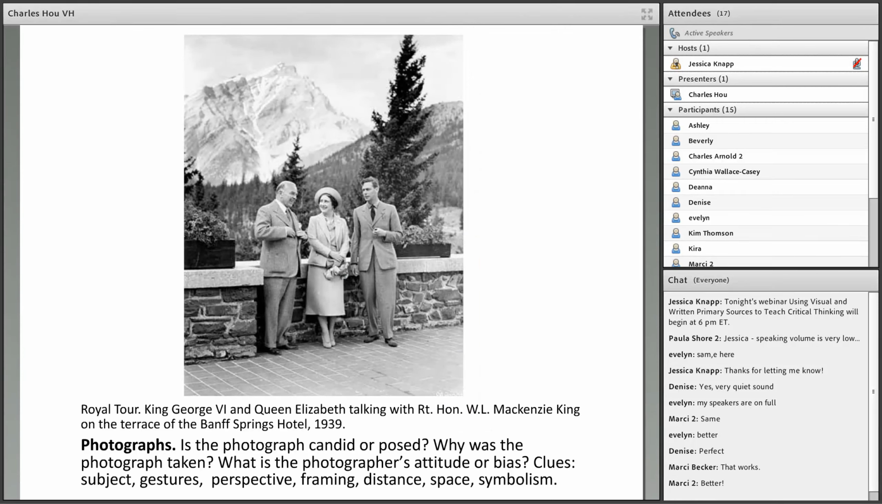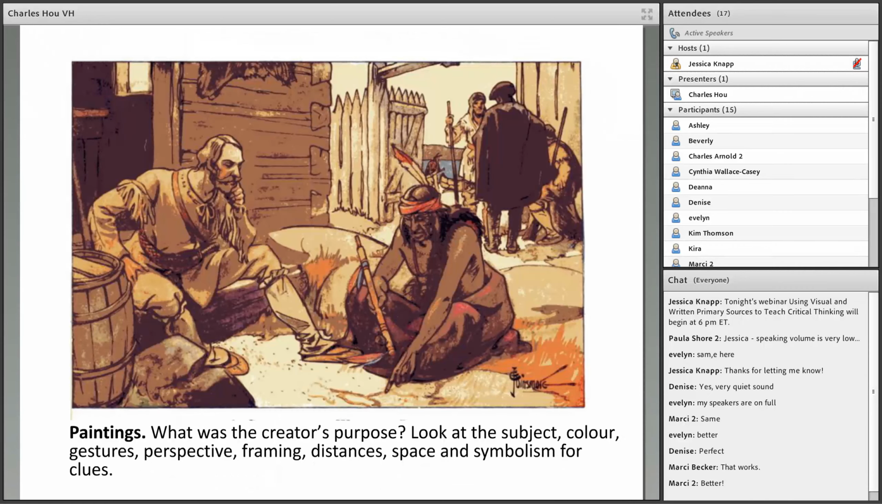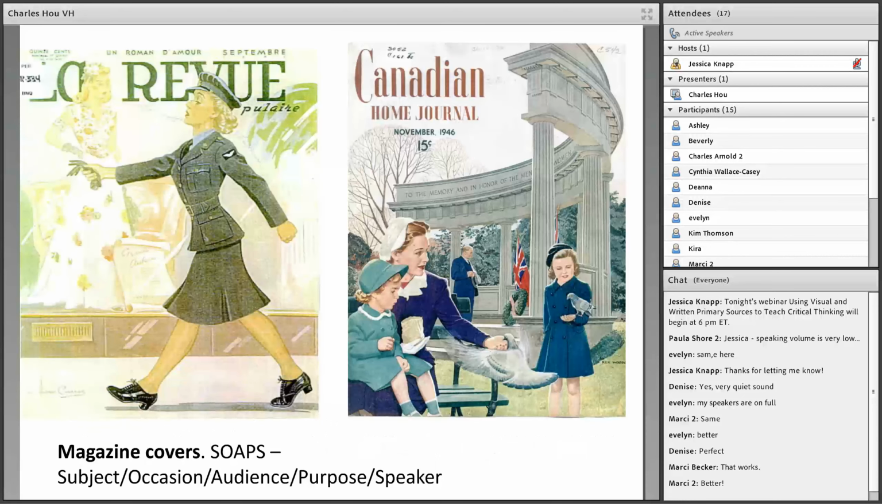Is the candid photograph candid or posed? Why was the photograph taken? Very interesting. Photographs are fascinating. Paintings: artists can spend a lot of time thinking about what they're going to do, and the way they draw, there's a reason for it, and you have to sort of figure it out. It's kind of fun.